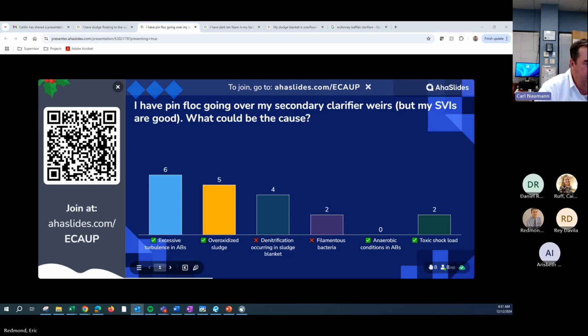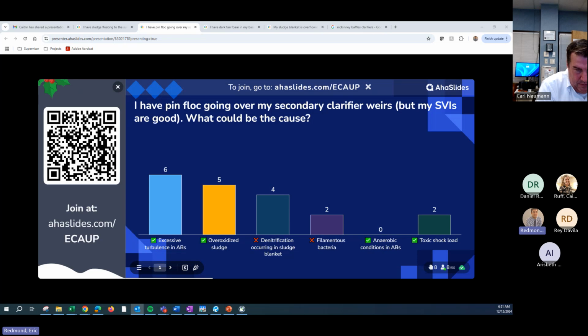Just small particles floating on top of the supernate. Yeah, pin flock is when, if you go to your clarifiers and you're seeing a blanket and it settles pretty well, but you notice that it's leaving junk behind, right? It's leaving behind these small particles and it's not collecting it.